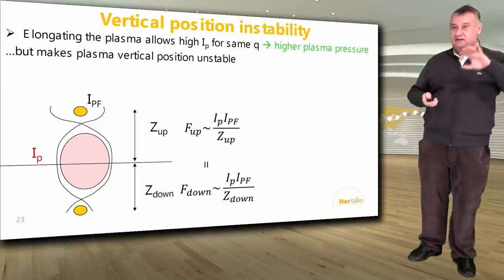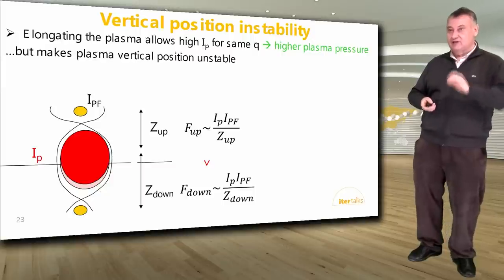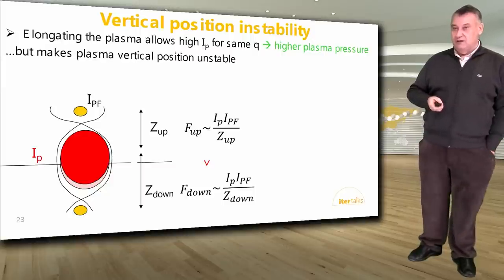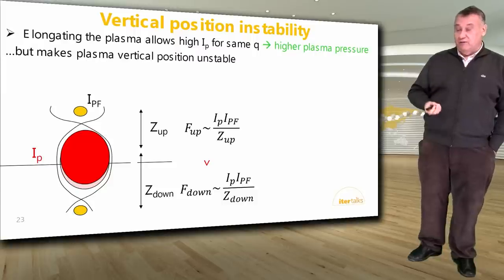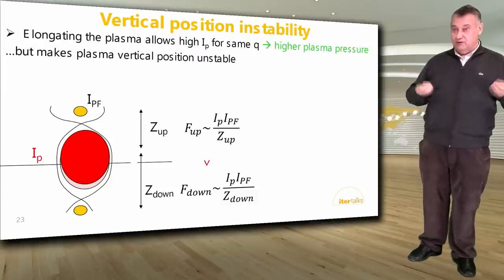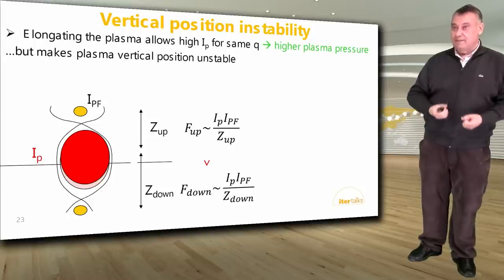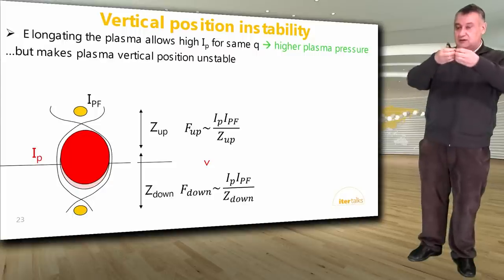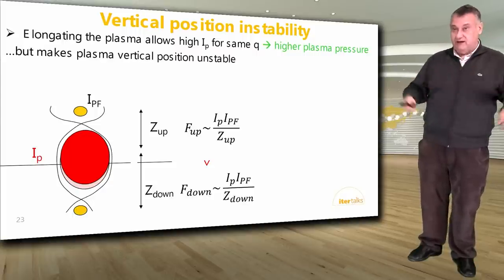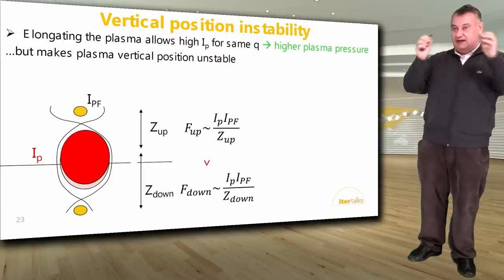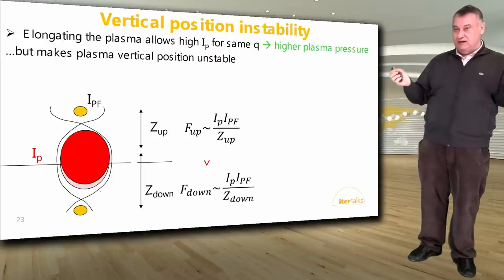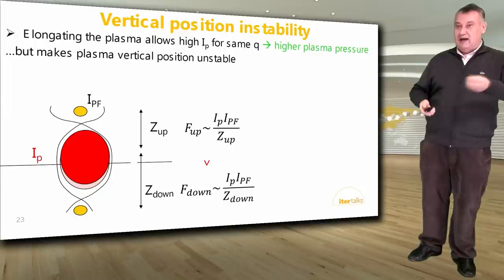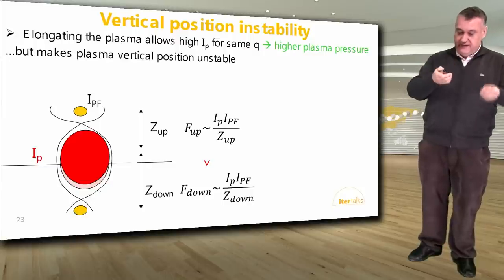Now, what happens if the plasma moves up a bit? For instance, gets closer to the upper coil. Then what happens is the force of attraction, this is Ampere's law force, where the force between two conductors is proportional to the currents in the conductors and their distance, becomes larger than the one at the bottom. And actually, the plasma displaces and moves towards that coil. So this is an unstable equilibrium, clearly, because any small perturbation is like we are at the top of the hill, and if we move in any direction, we will fall. And we have to control it so we remain at the top of the hill.